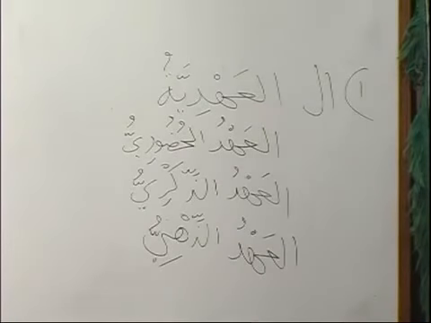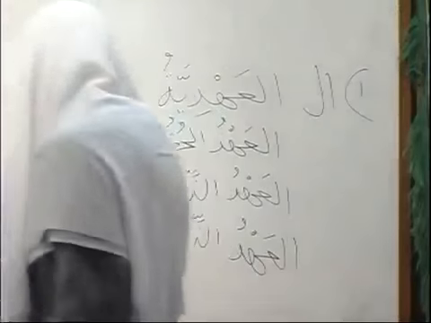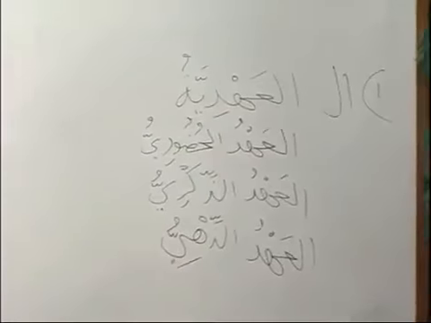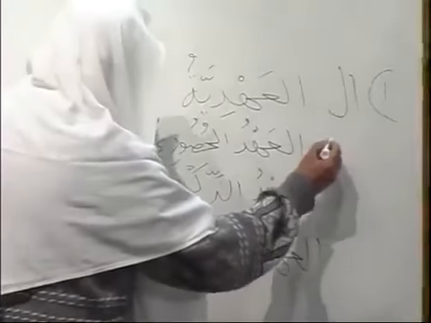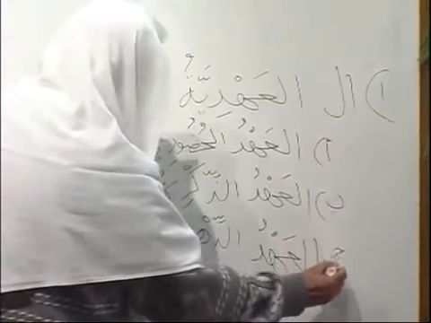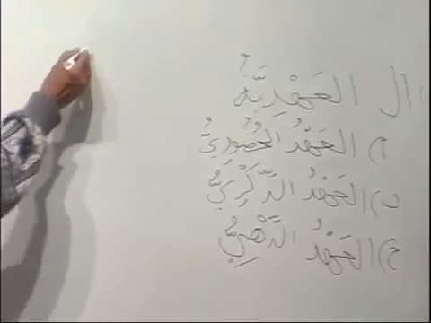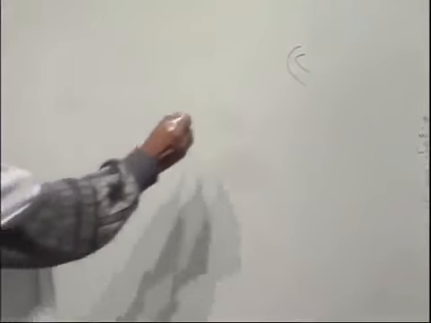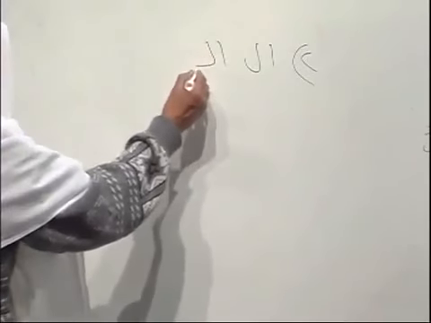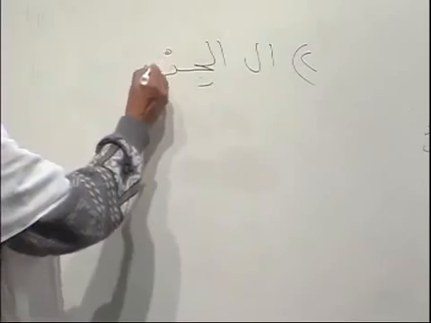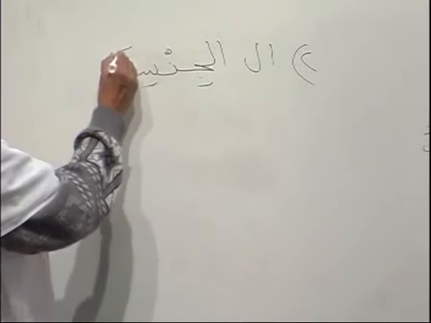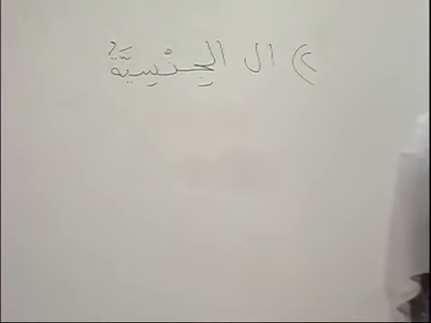So this is one type. Another type, number two, is Alif Lam al-jinsiyya. Al-jins means genus. It is the same word, a Latin word, genus. Generic.